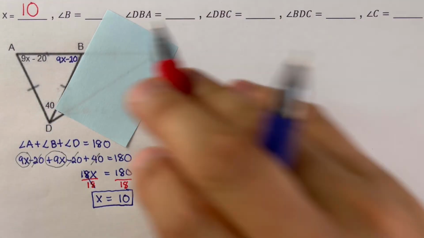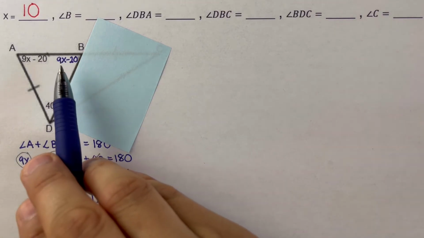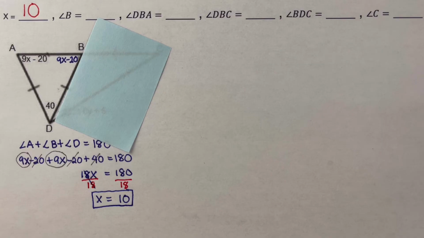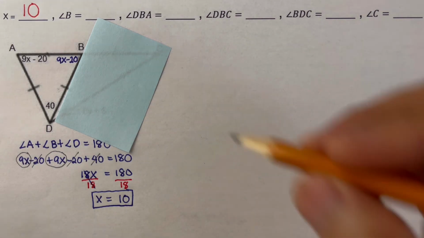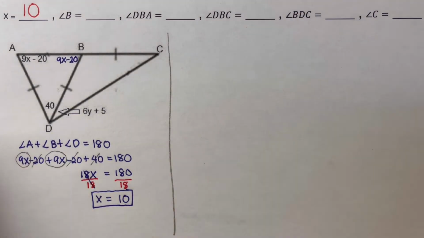We are asked to determine the measure of angle B. So angle B originally was missing right here, but we again remember that this is an isosceles triangle. So both of these base angles would be equal to each other, so that we can go ahead and determine the measure of angle B. So we just have to plug the values in. I'm just going to show the work on the side right here.